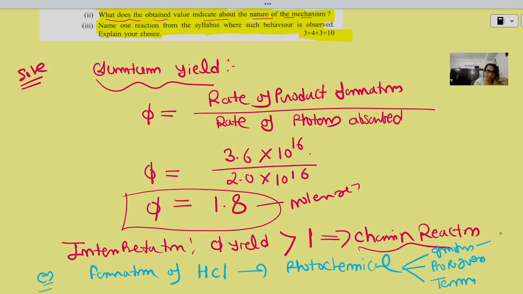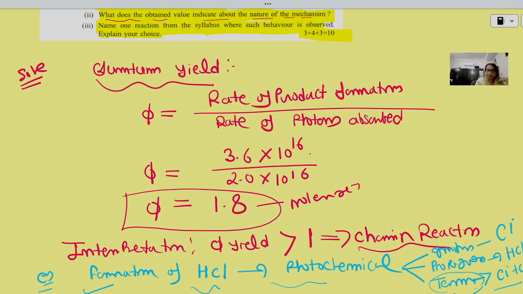In the initiation step, there is formation of the free radical. In the propagation step, there is formation of the HCl. In the termination step, there is destruction or combination of the two free radicals and stop of the reaction. In this third step, the reaction will be stopped. Okay, you can give this example.